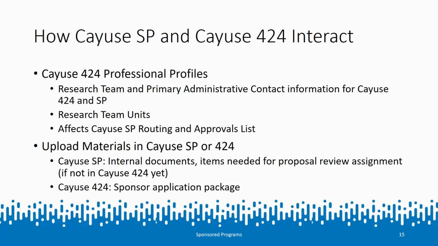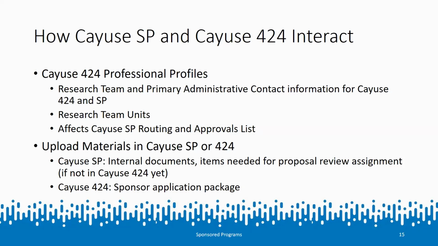But the 424 professional profiles, I talked about that, is really how it interacts mostly, because that is going to drive the contact information in both 424 and SP for the research team members and the admin people. So like I talked about, keep our profiles current, making sure we have the needed profiles. And it affects our routing and approvals list.